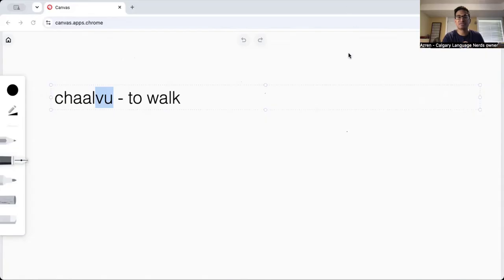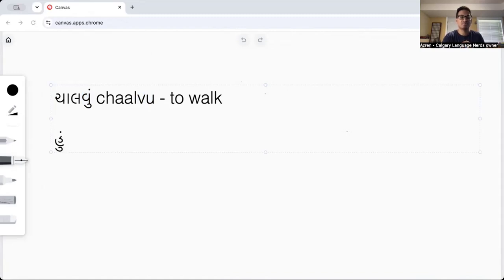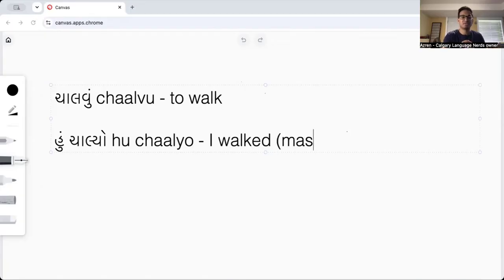And actually, let's write in Gujarati script as well. I always forget to do that, but I'll remember today. Chalvu. Here's our vu sound. So we always start with the base form. Now, in the simple past tense, let's say it's I walked. Hun chalyo. This is I walked, and this is masculine. So if a guy walked, say I'm a guy, for example, I would say hun chalyo.